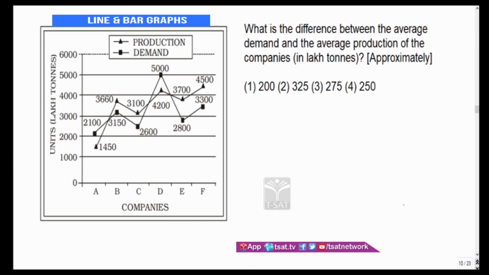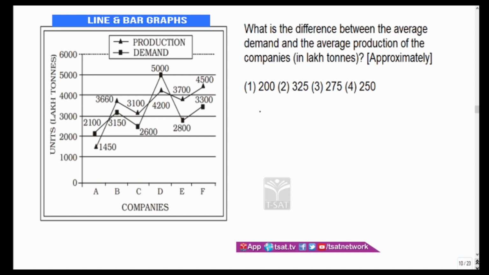Look at the next one here. What is the difference between the average demand and the average production of companies in lakh tons approximately? So he is asking you the difference between the averages. So what you can do is find the difference and then find the average of it. He is asking you the difference between the averages. We find the average of differences. Both of them are actually the same.